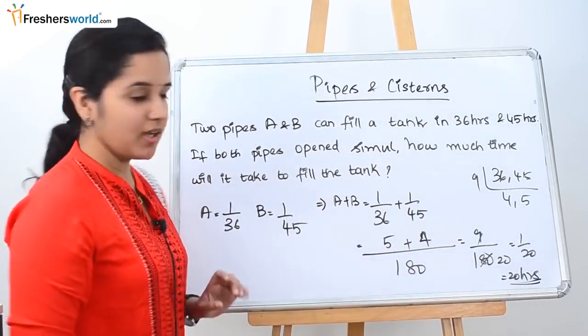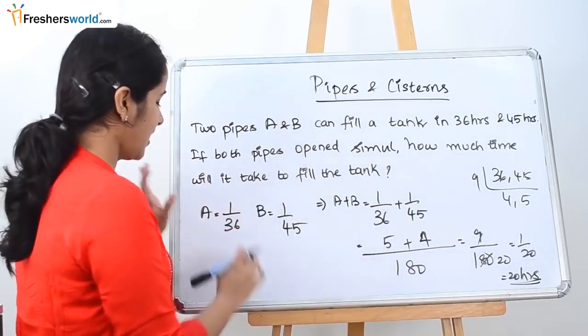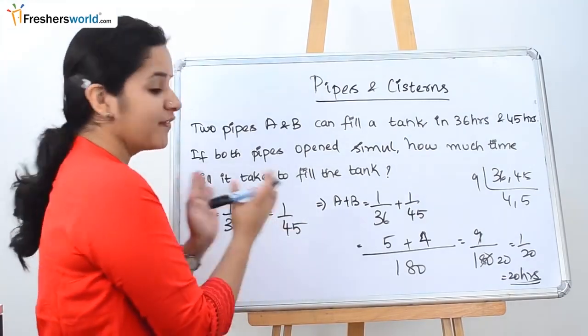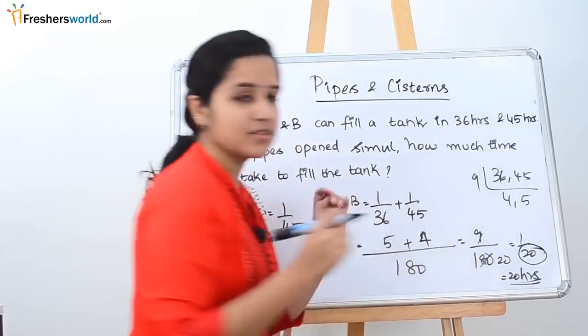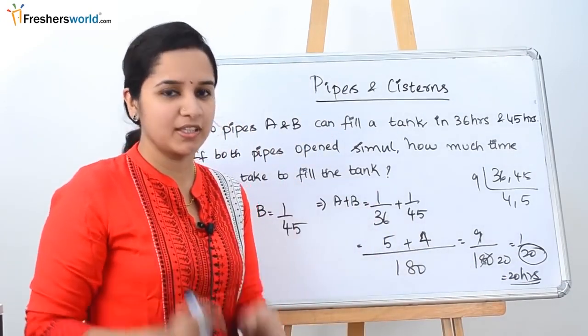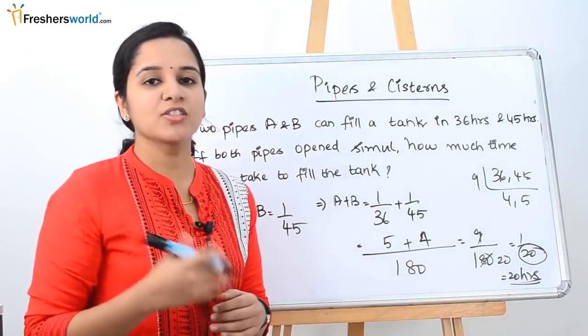So what did we do here? We first represented the question as 1 by 36 and 1 by 45. We added them together. When we solve it, the number that comes in the denominator is the number of hours taken to fill the tank, which is 20 hours. So let's solve another problem.